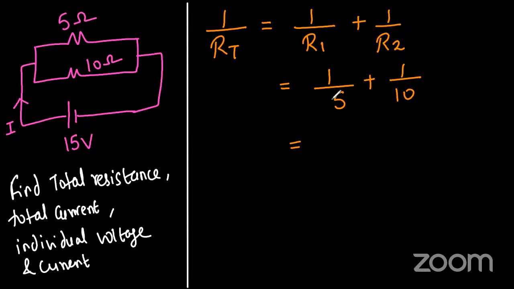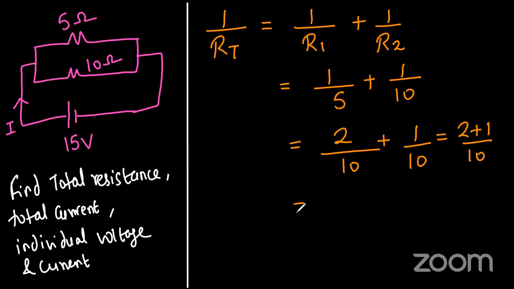अगर मैंने बेस सेम किया, this is 5, this is 10. Can we convert 5 into 10? Yes, by multiplying with 2. So ऊपर and नीचे multiply करो 2 से. It will become 10. Now the base is same, so we can write 2 plus 1 by 10. And that is 3/10.